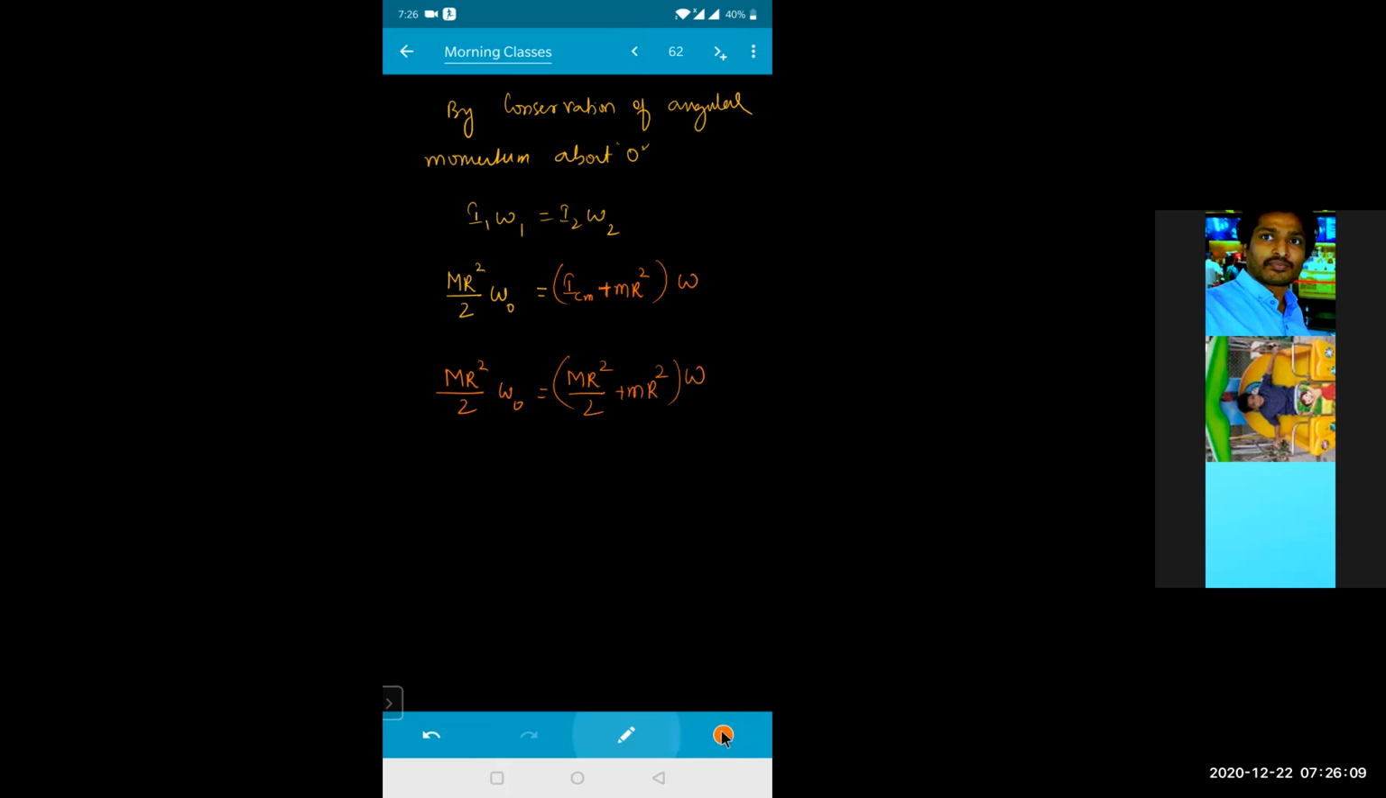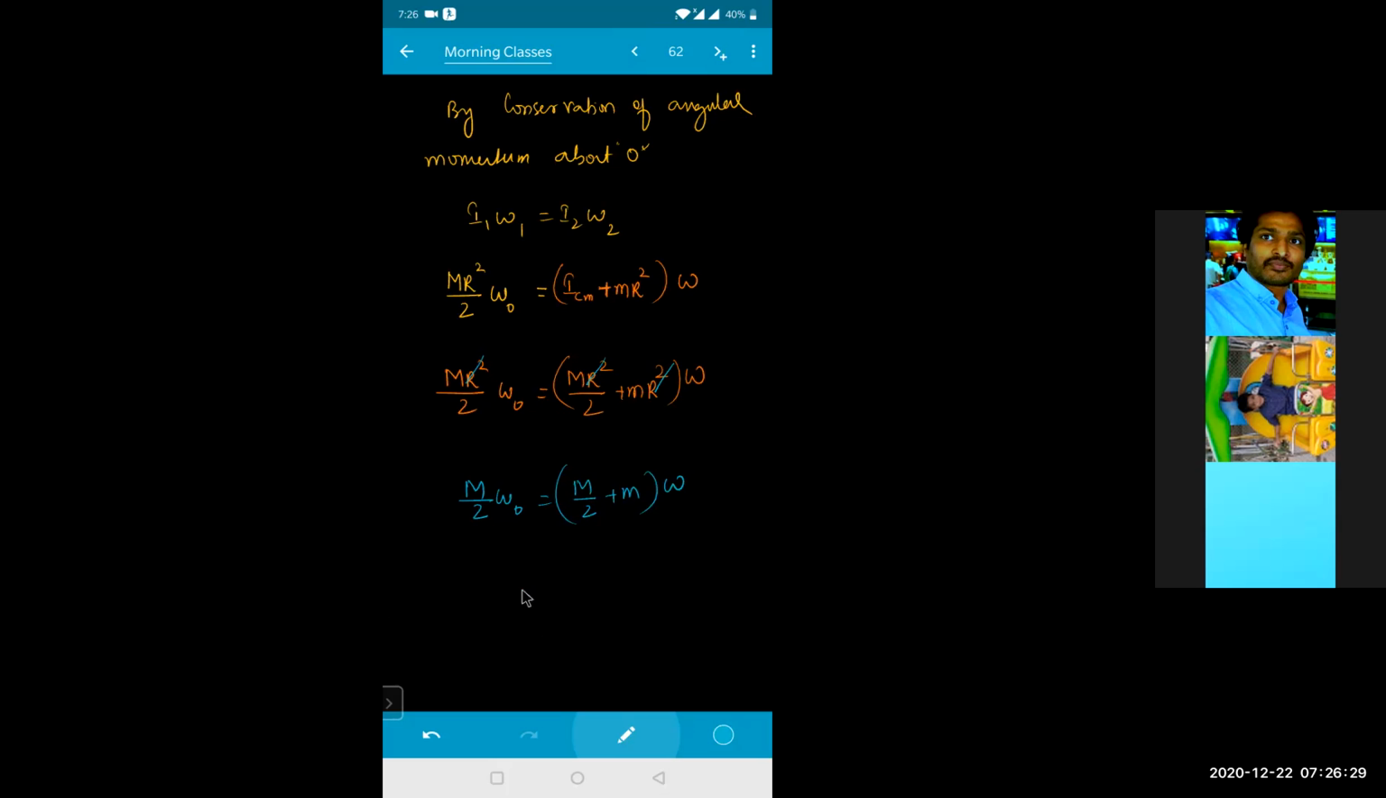Do you see anything cancelling? This r square will get cancelled. So this will become M by 2 into omega naught equals M by 2 plus small m, into omega.